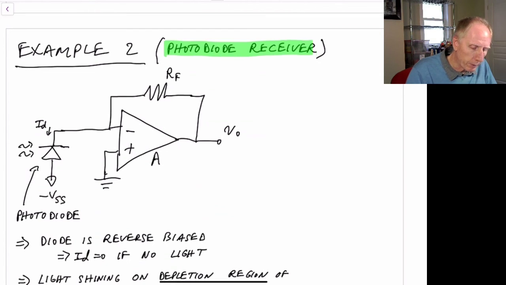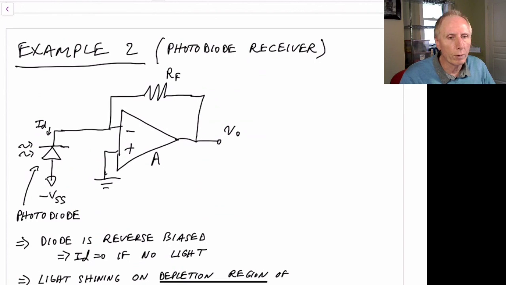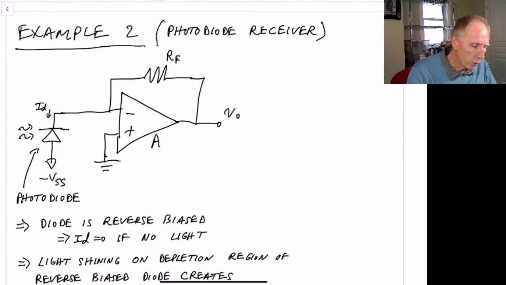Let's look at another example. In this case, we'll look at a photodiode receiver. This would be a typical receiver that might be used for a TV when you use your remote control, and it uses infrared, and it tries to detect whether infrared light is being shone on it or not, or the same photodiode might be something in a fiber optic cable looking for light.